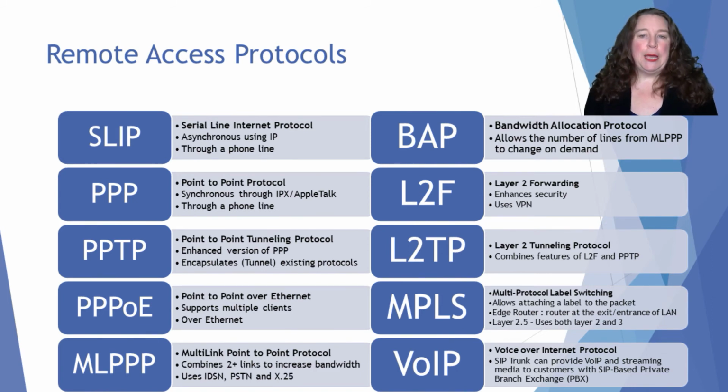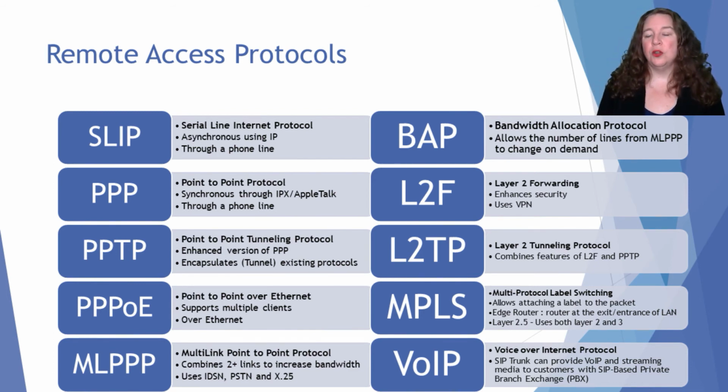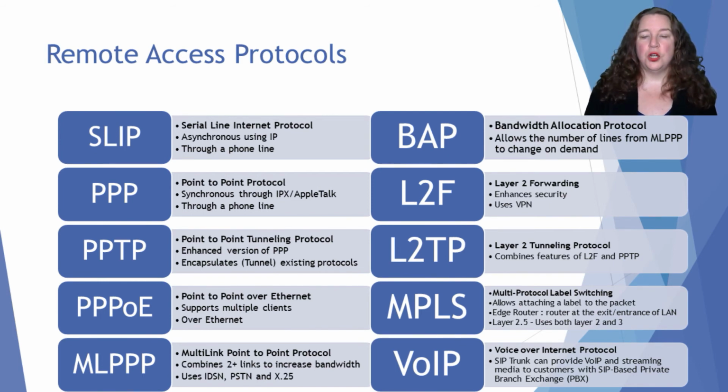With your BAP, this is a bandwidth allocation protocol, and it actually allows the number of lines in your MLPPP to change on demand. So imagine you really only need 1 or 2 lines most of the time, but sometimes right before a big order goes through or something important happens, you might need to increase that to 6 lines. Your BAP, your bandwidth allocation protocol, is going to be able to dynamically increase the number of lines on demand. So as you need more, it'll add more lines to your MLPPP.